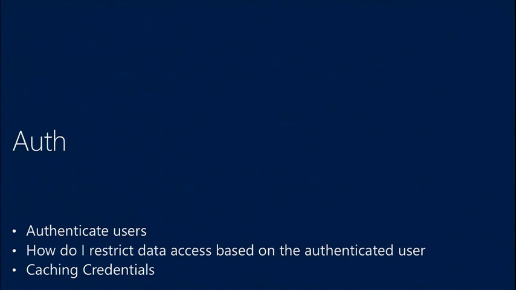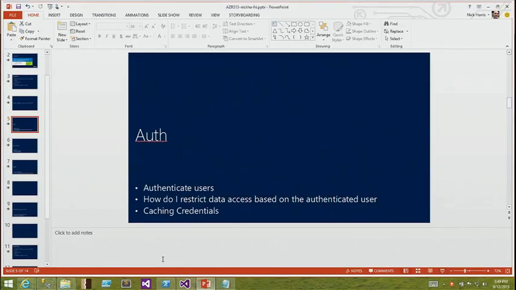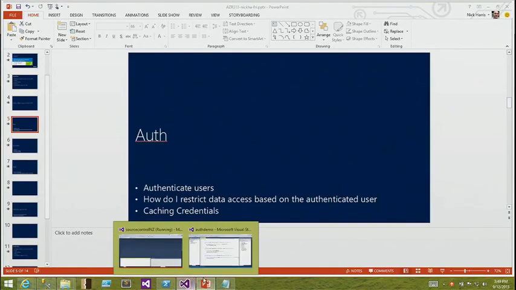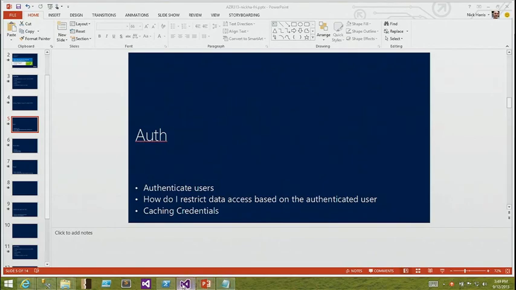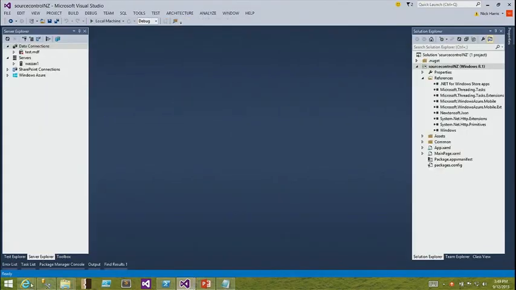But the next thing people always hit is, how do I restrict access to data based on the authenticated user? And then past that, how do I cache credentials so I don't get the web authentication broker showing up every time I launch the application? So I'll show you how you can do those things. It's a little bit more code than normal. Let's have a quick look.